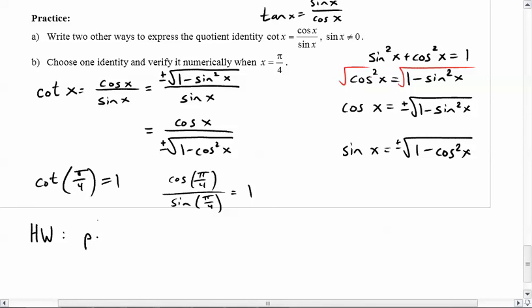So to practice, take a look at section 6.1, page 264, number 1, and page 266, numbers 5 to 7.